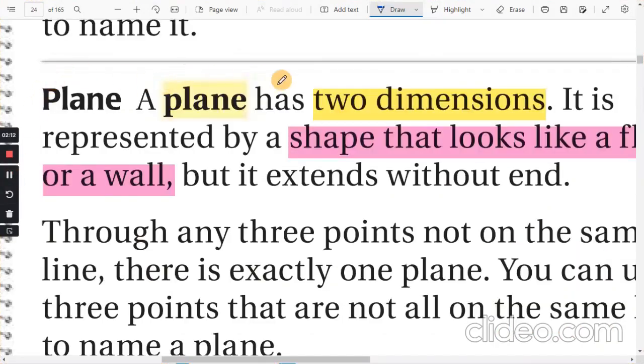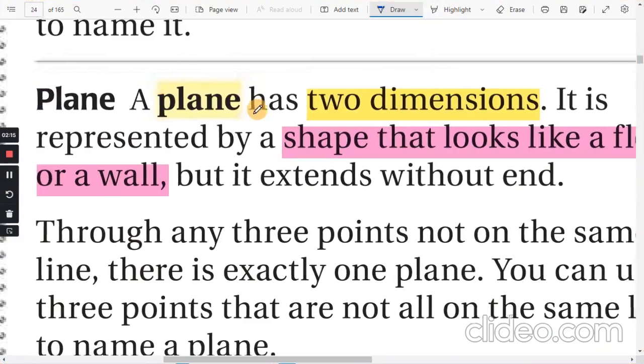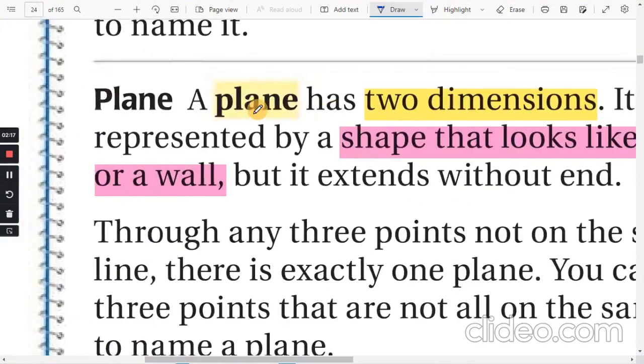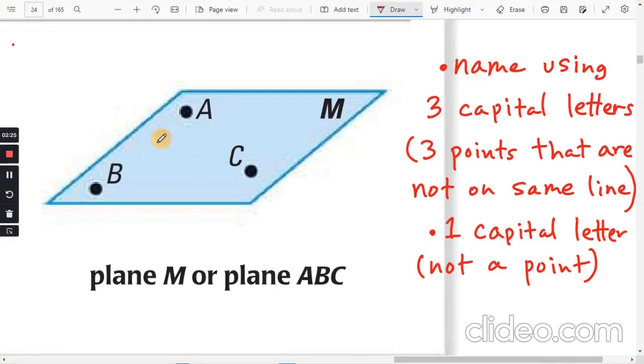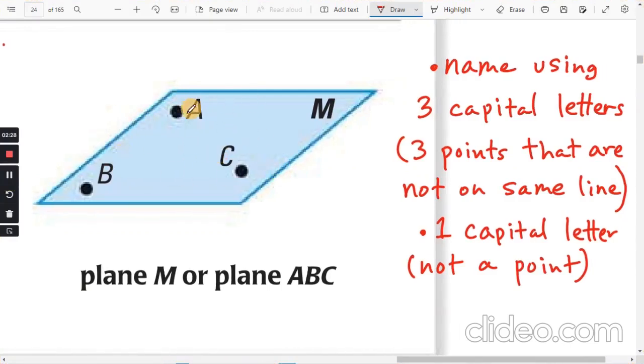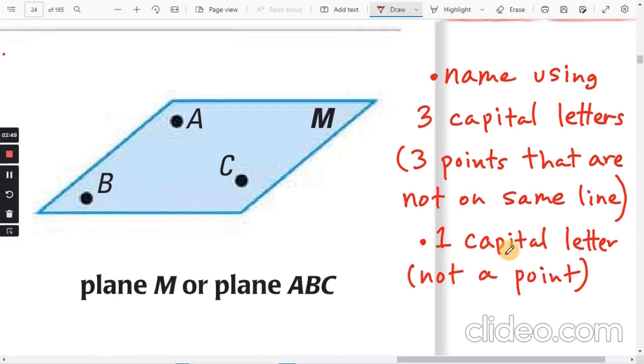Definition of a plane: it has 2 dimensions. It is represented by a shape that looks like a floor or a wall, but it extends without end. Okay, so here is our plane. It's represented by a flat sheet. Basically you have to imagine a flat sheet of paper that extends forever but remains flat. Anyhow, you can name this using 3 capital letters, okay? You have to use 3 points that are not on the same line, or you can use 1 capital letter that is not a point, okay?